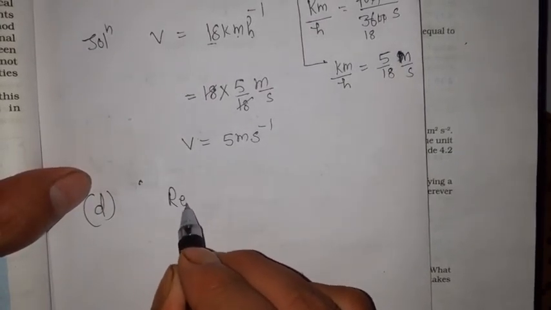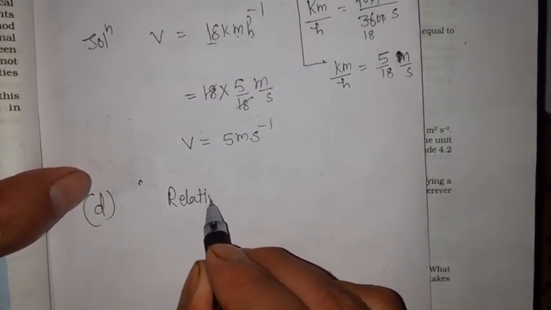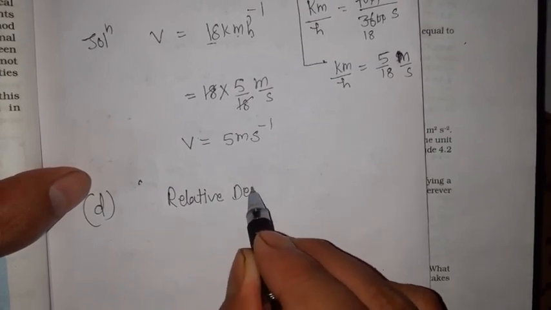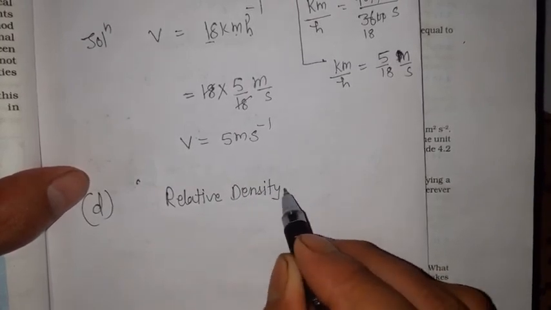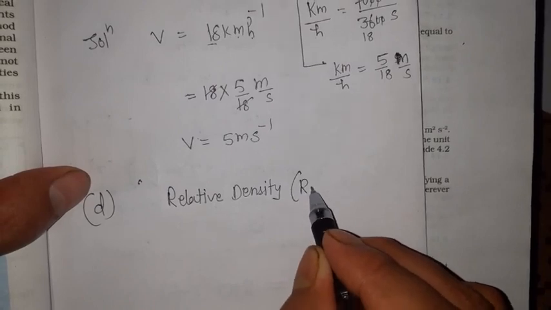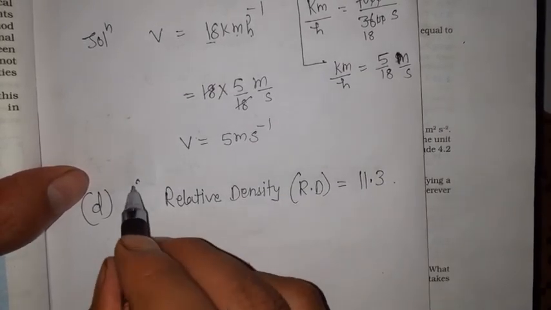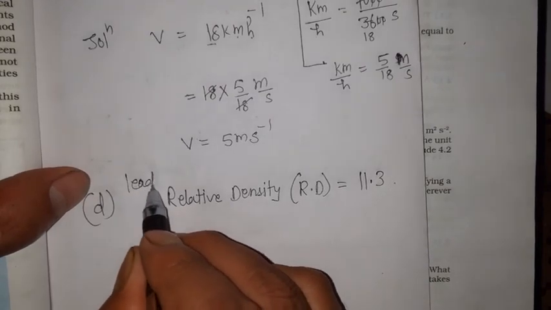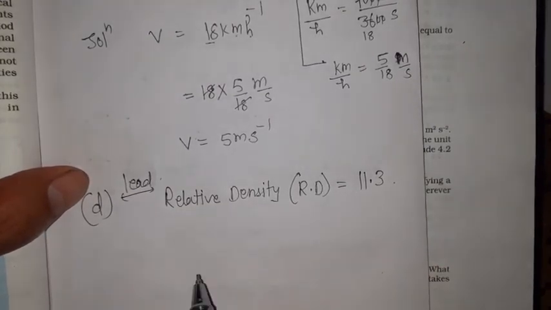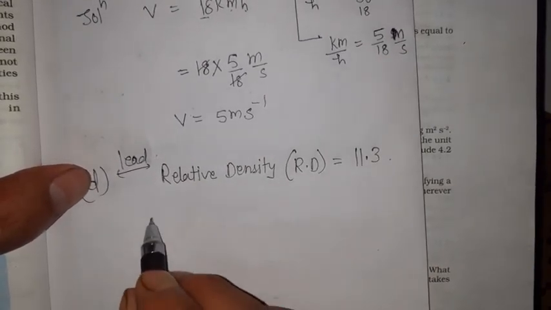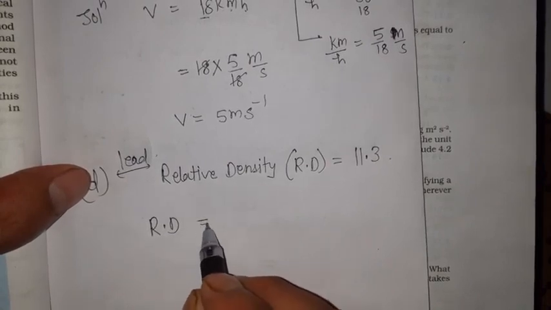So relative density, in our 9th standard we have this question. Relative density, we used to write it as RD. So how much is given? 11.3 is given, and of what? It is of lead. This is the relative density of lead. But how do we write the formula of relative density? How do we find it out?